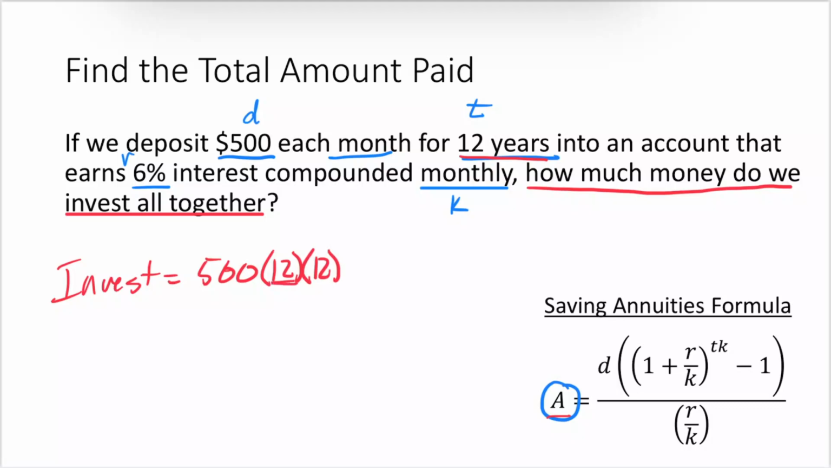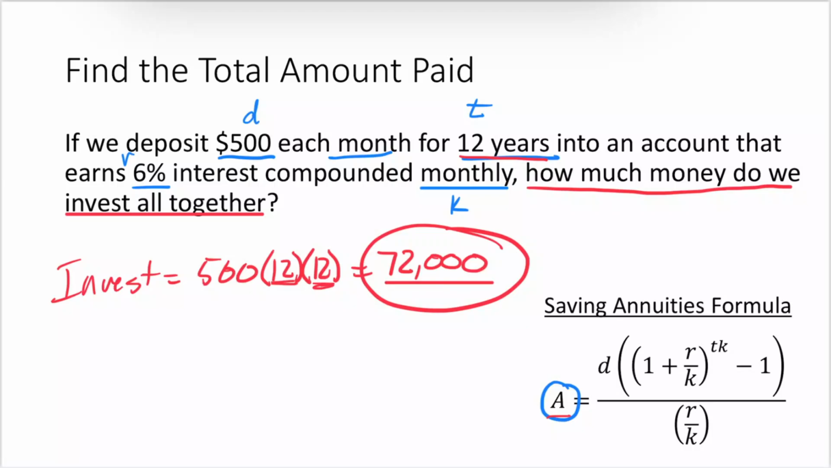The first 12 comes from the fact that I'm investing every month. The second 12 comes from the fact that I did it for 12 years. And when I multiply those numbers together, I end up with 72,000. And so that is the amount of money that I invested altogether. Now, the amount of money I end up with is going to be more than this, because this is just how much money I put in the account, but that money has also been earning interest all along the way. But this would be the answer to the question they asked.